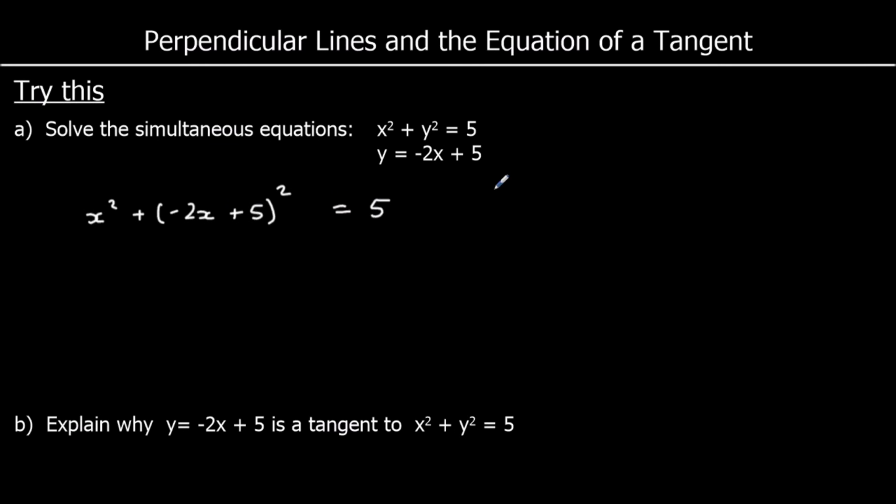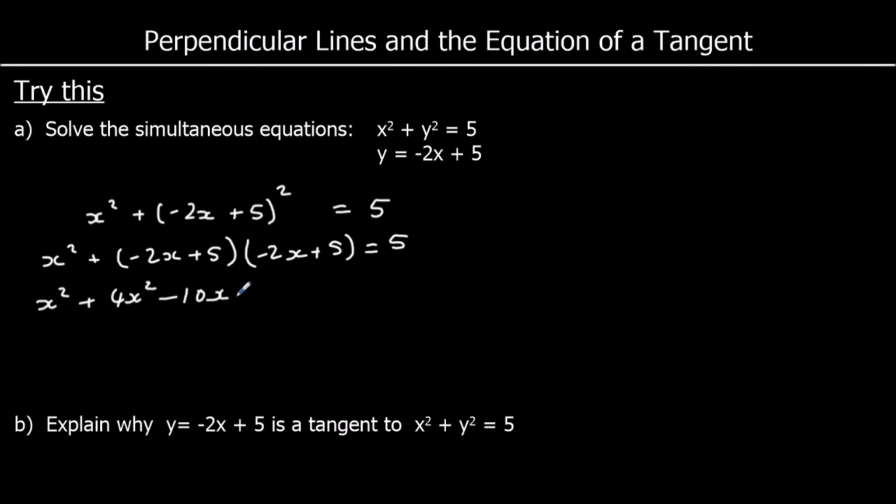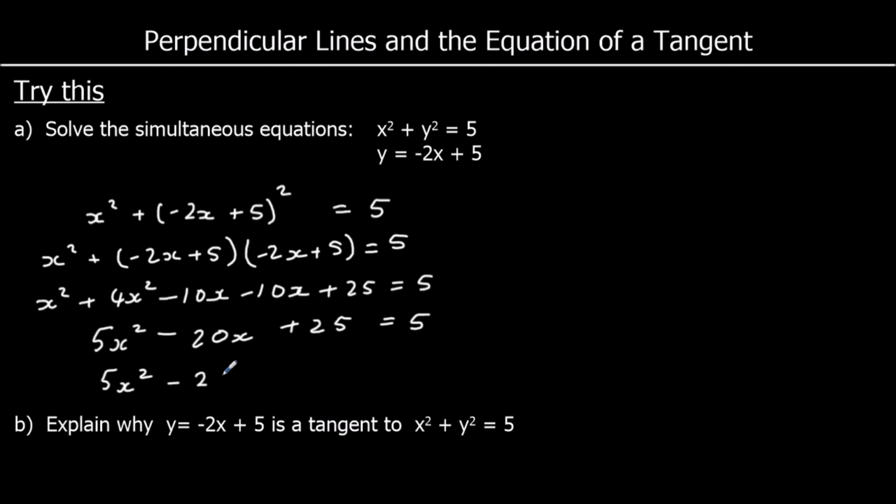So again, it's a circle and a straight line. We're solving by substitution. So we've got rid of y by substituting in negative 2x plus 5 for it. So we've got negative 2x plus 5 times negative 2x plus 5. So we're going to expand the brackets, which is going to be 4x squared minus 10x plus 25 equals 5. And collecting like terms, we've got 5x squared minus 20x plus 25 equals 5. We'll make it equal to 0 by taking 5 away from both sides. And then we can simplify it by dividing through by 5.